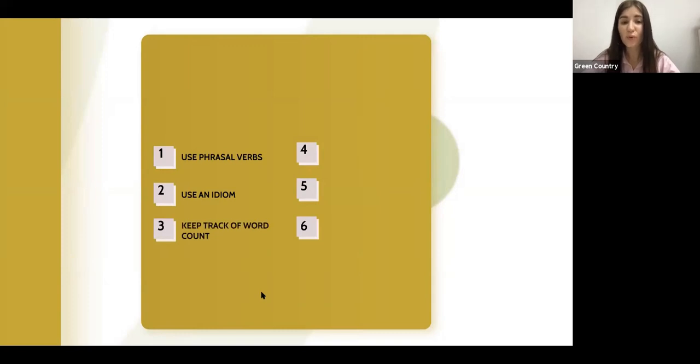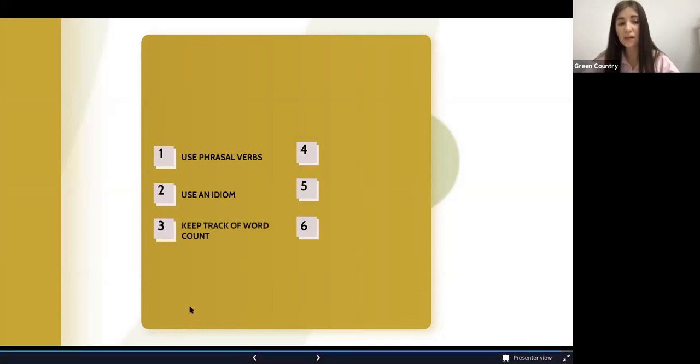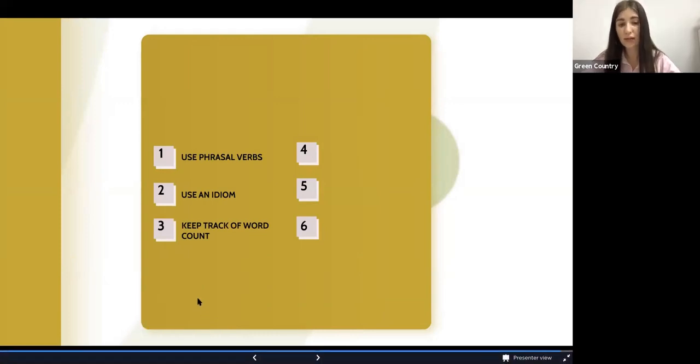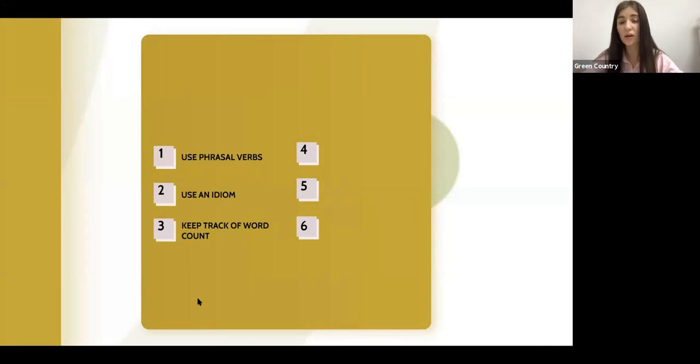Third, keep track of word count, which means remember that you need to write the necessary number of words. If you are asked to write 100 words, you need to remember that it's only about paragraphs. Your greeting and introduction will not be counted. So only paragraphs should be at least 100 words. Basically, you will not be able to write less because the topics will not be covered then.